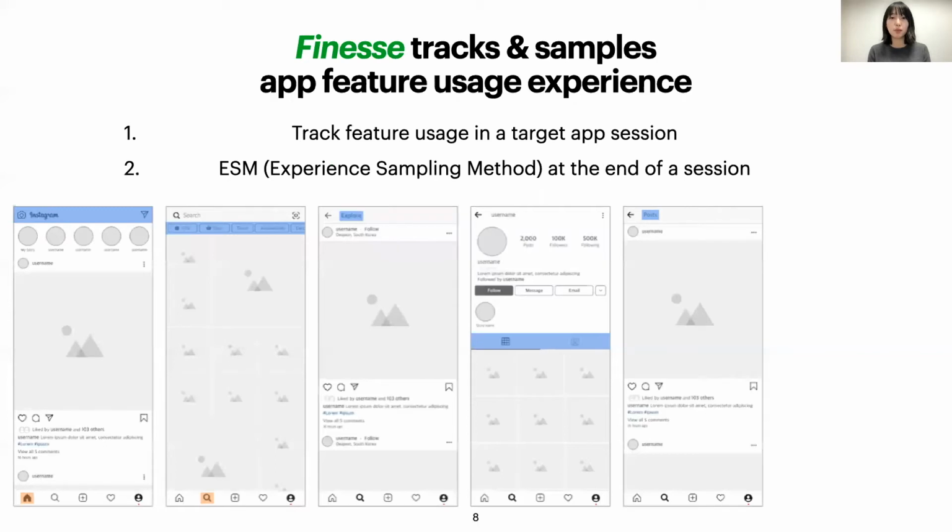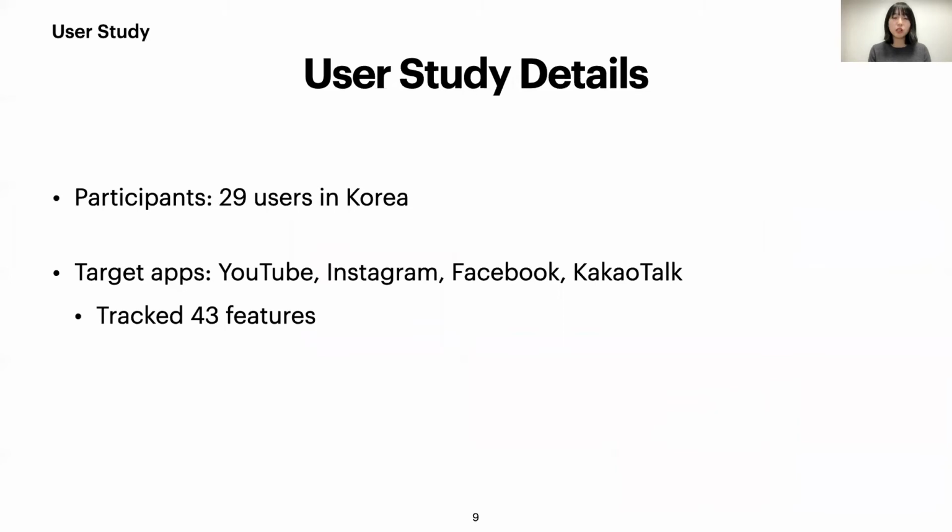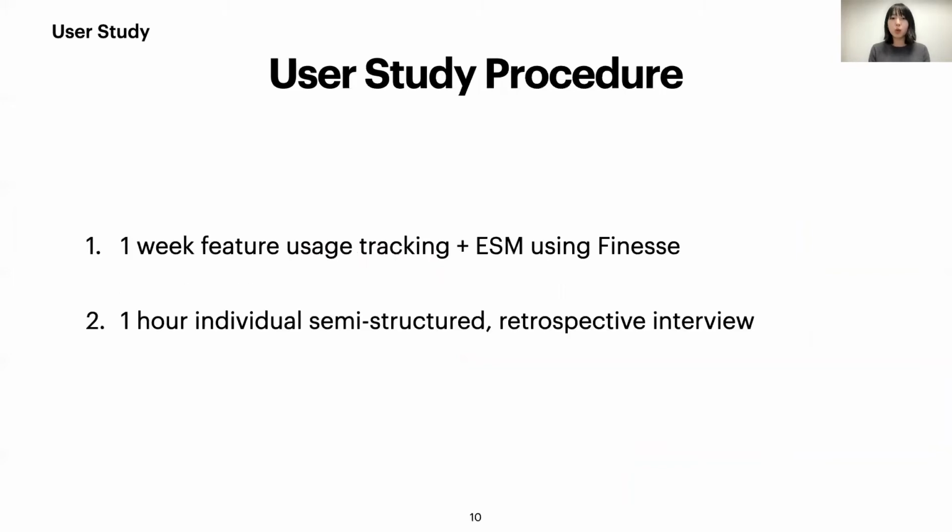As we saw in the demo video, our app Finesse tracks the sequence of feature usage and shows an ESM prompt that summarizes the feature usage sequence and asks about regretful experiences at the end of a session. In our user study, 29 users of YouTube, Instagram, Facebook, and KakaoTalk participated, and the study was held in Korea. For a week, we collected feature level usage data and experience samples using Finesse and conducted semi-structured retrospective interviews individually.